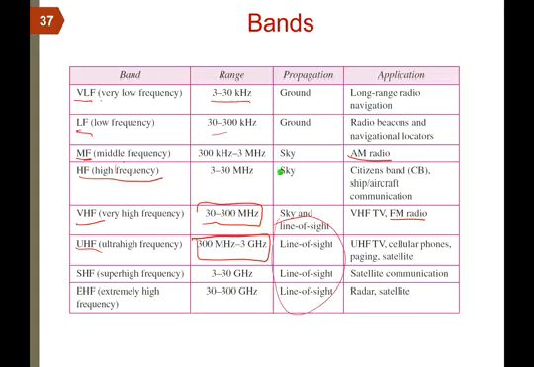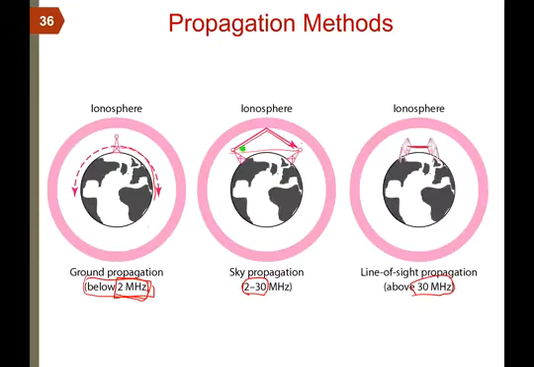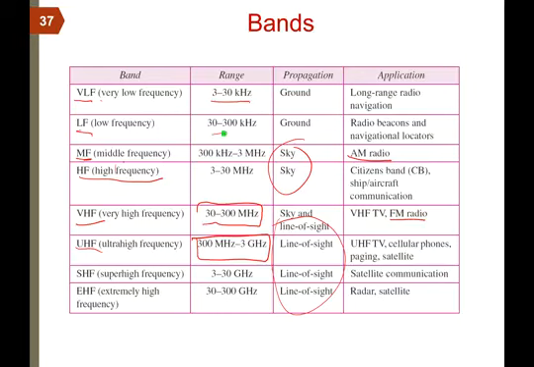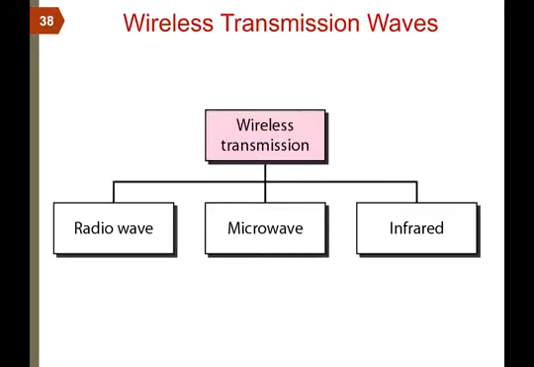As I said, when the frequency is in this range, you can use the sky waves, or you see the ionosphere reflection. When the frequency is low, less than 2 megahertz, the propagation is mainly ground waves, ground propagation. Okay, so these are the bands. So as we said, wireless transmission can be radio waves, microwaves, and infrared, or even visible light.